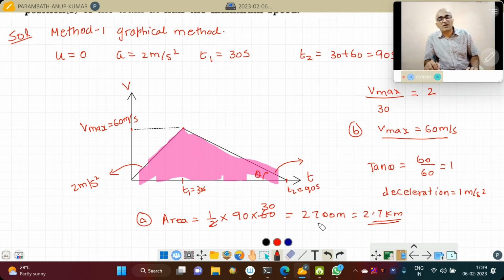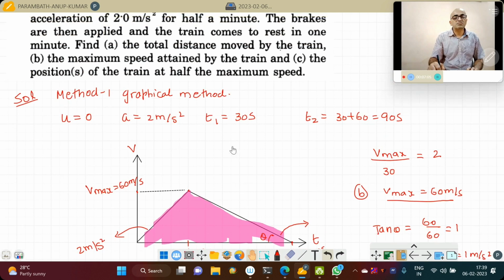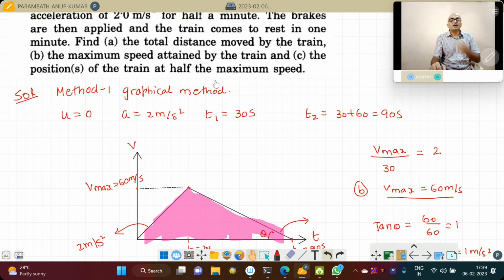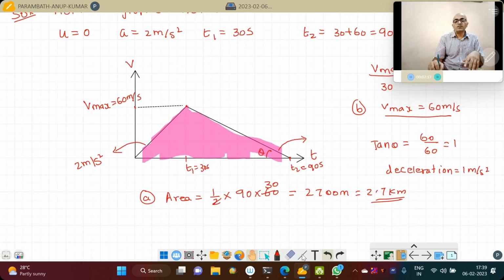Now we have to go to part C of the question, students. Find the position of the train at half the maximum speed. Maximum speed is 60, so half the maximum speed is 30. So we mark that half the maximum speed, say like this.